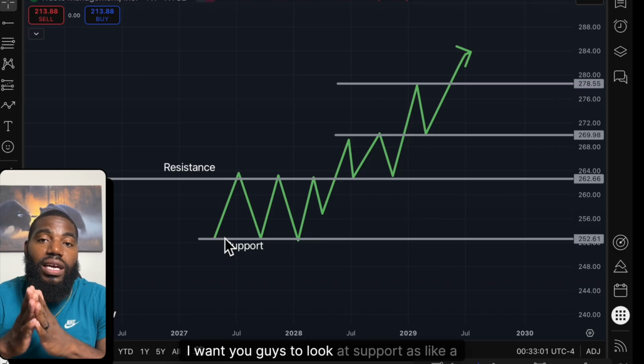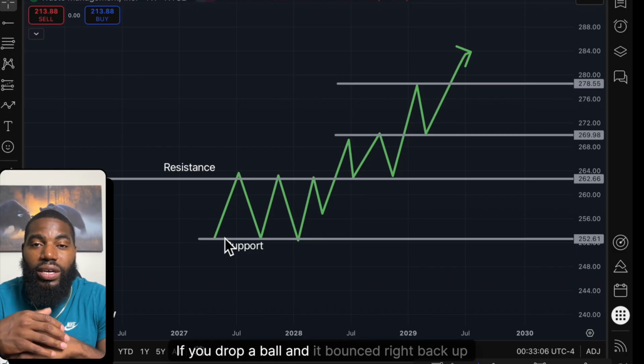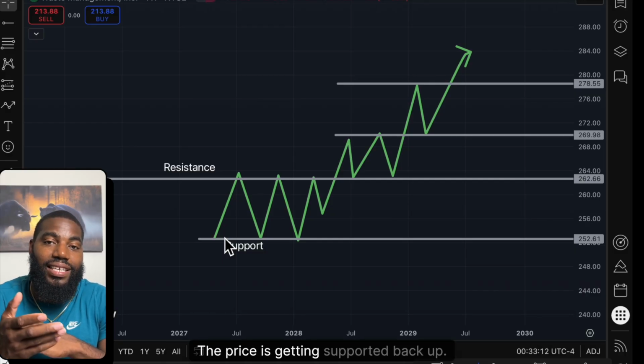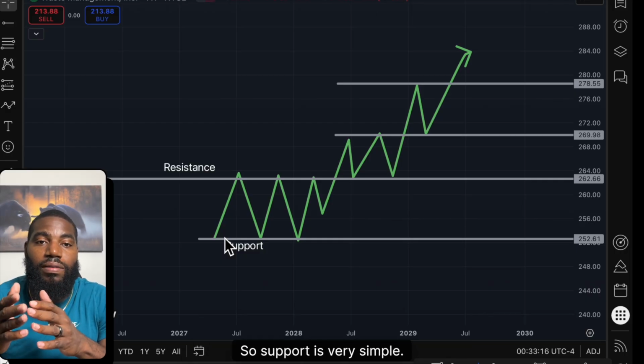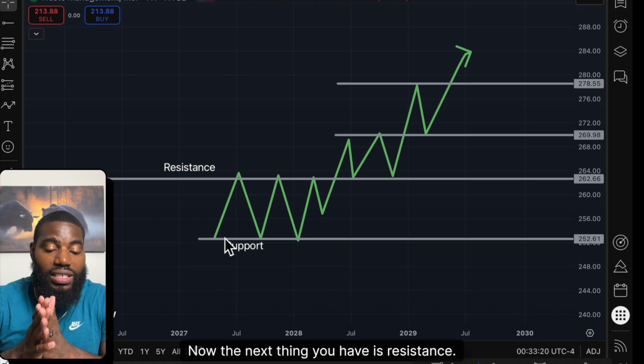I want you guys to look at support as like a floor. If you drop a ball and it bounces right back up, that is called support. The price is getting supported back up. All right, so support is very simple. It is the floor.